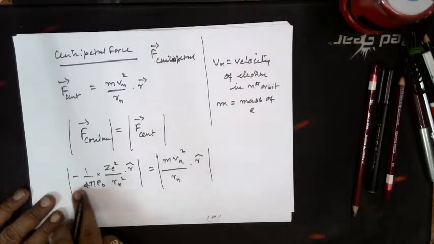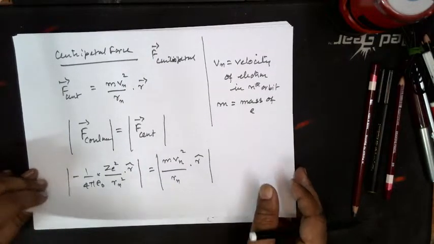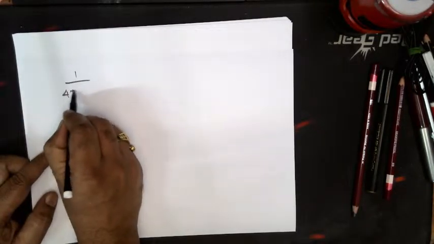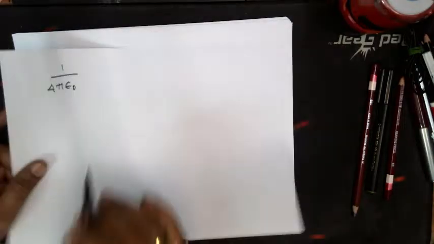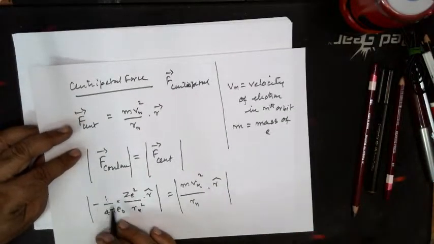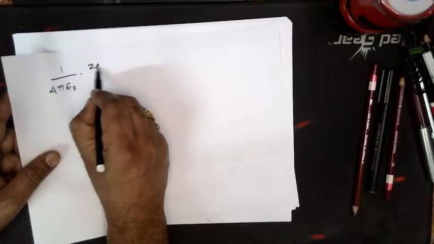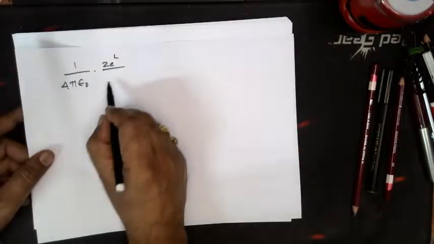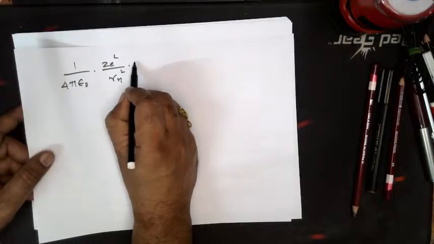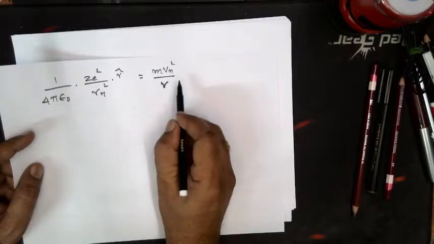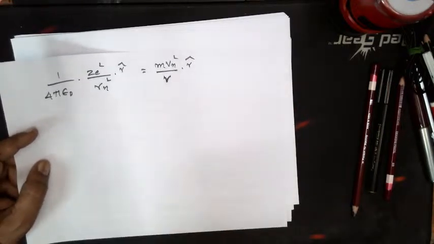Once you release from the modulus, it becomes positive. So let me rewrite. I am removing the modulus, so the minus becomes plus. So we have 1 by 4 pi epsilon naught and then Ze squared divided by Rn squared into R cap, which is equal to m Vn squared divided by R into R cap. Do you understand why I have removed the minus? Because of the modulus, I have taken only the absolute values.